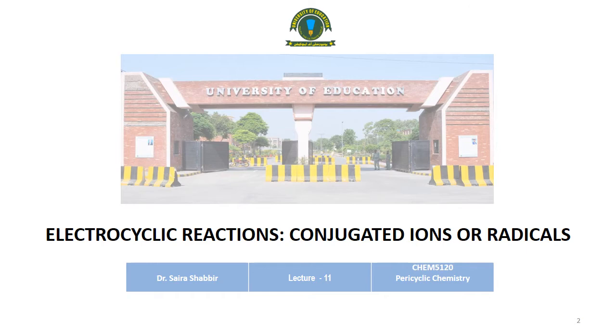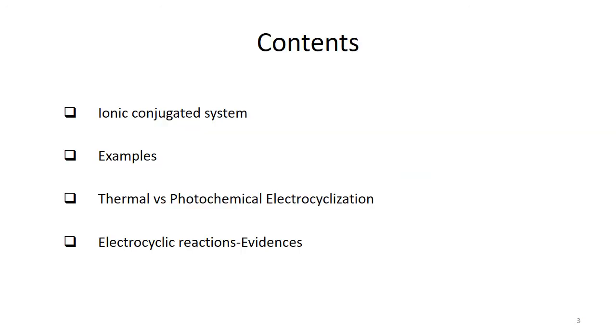So today is the 11th lecture of pericyclic reactions. In today's lecture, we shall continue electrocyclic reactions, but we shall talk about the conjugated ions and radicals and how electrocyclic reactions occur using conjugated ions. Here are the brief contents of this lecture.